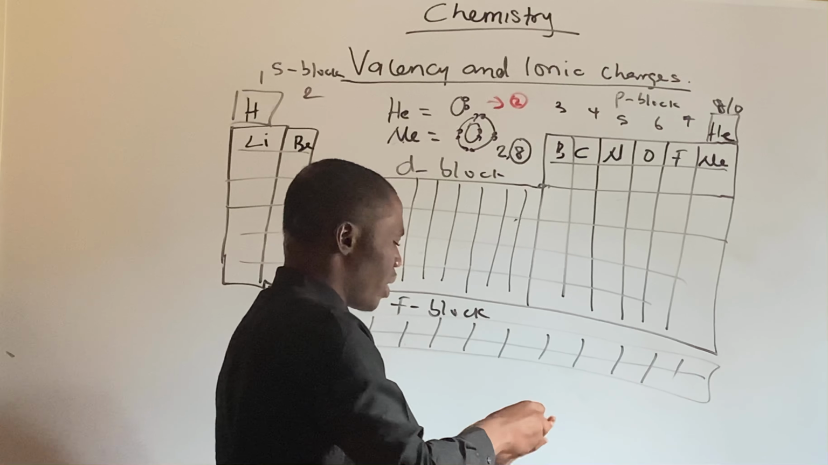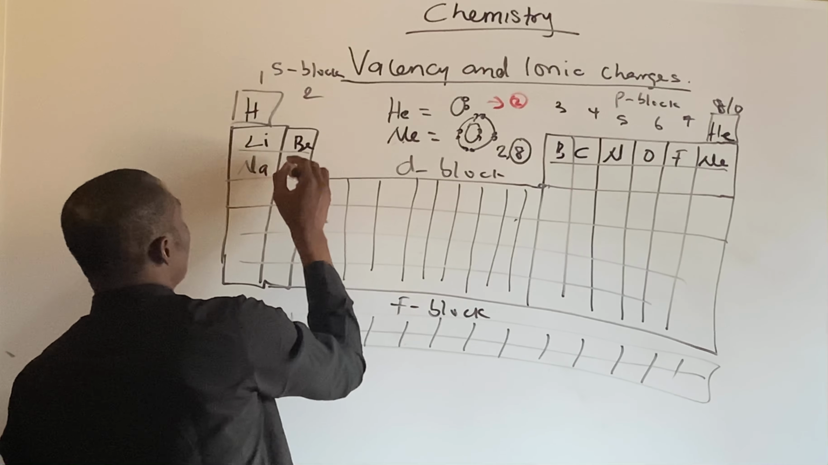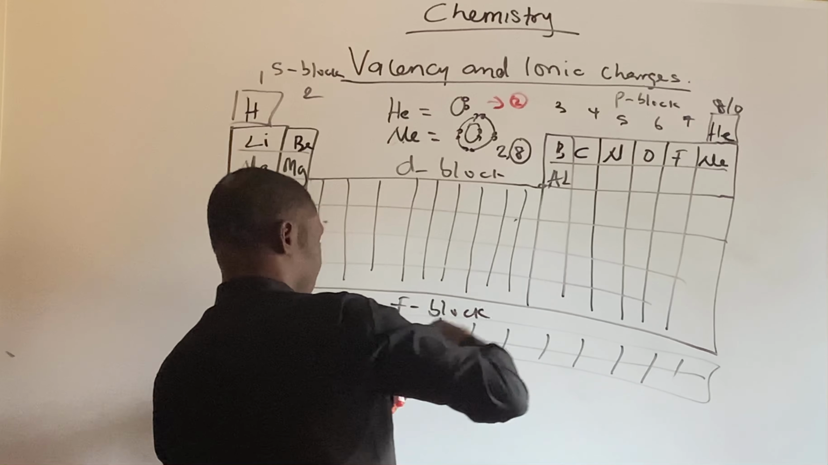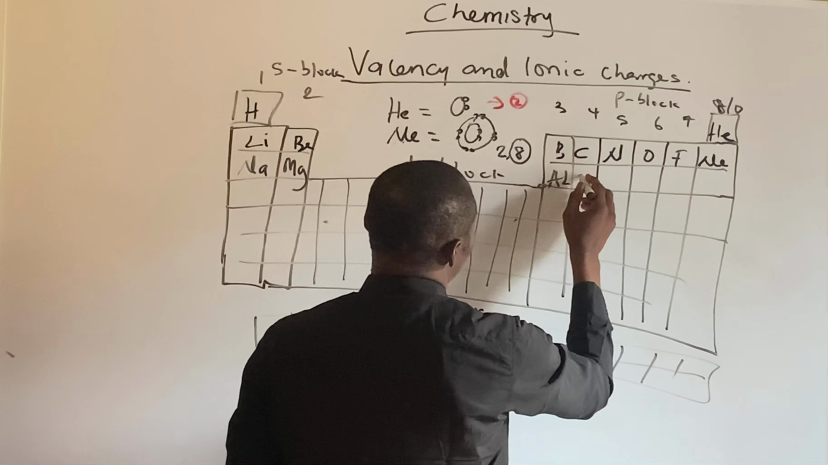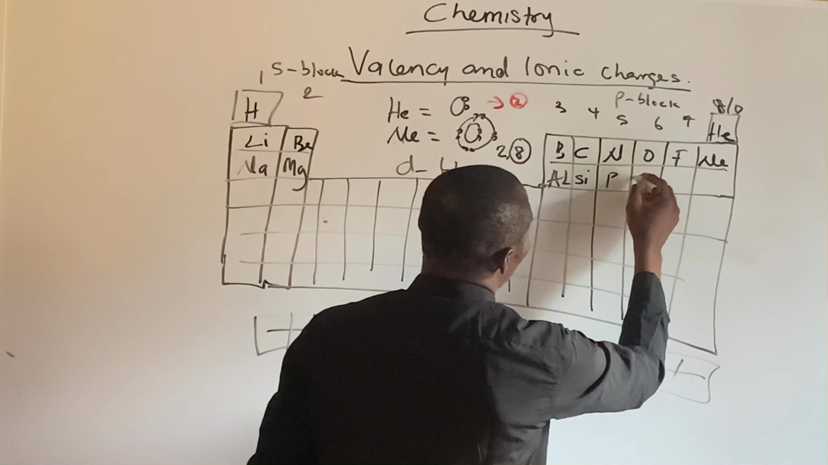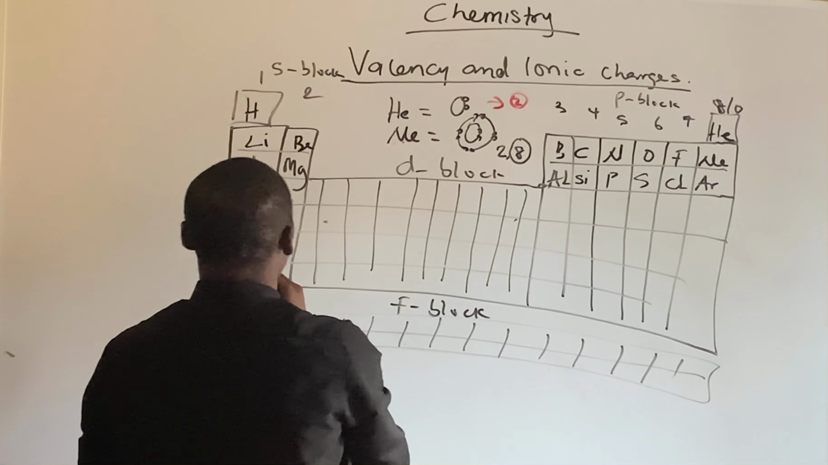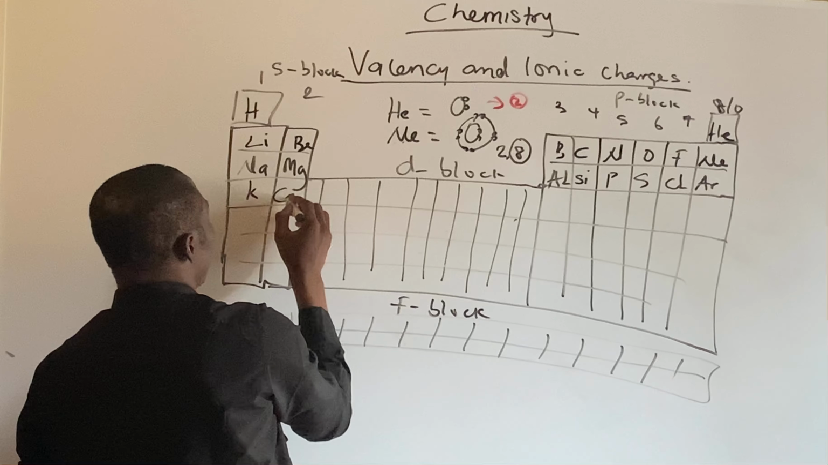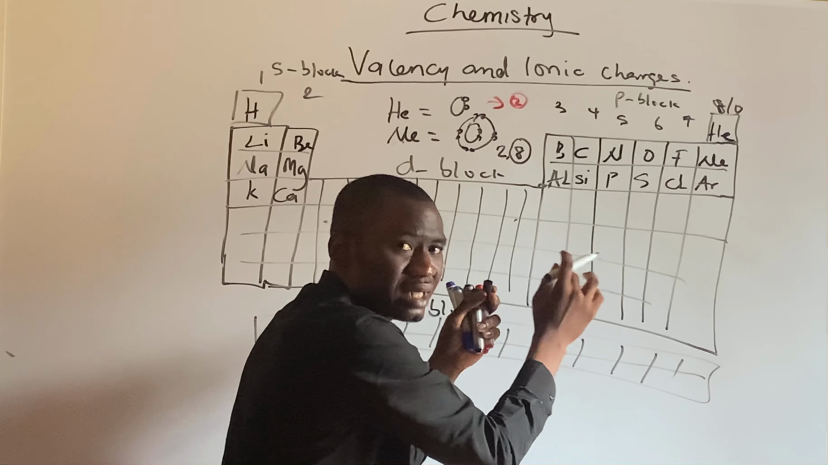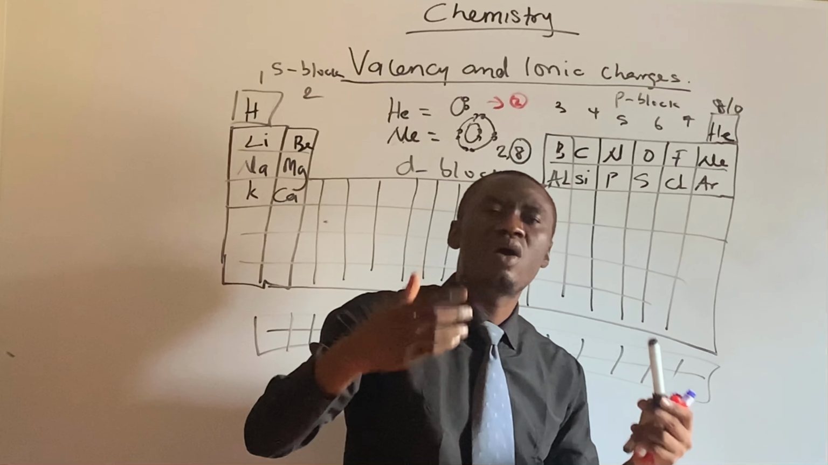Now let's continue. So we have the neon, we have sodium, magnesium, then aluminium, then silicon, then phosphorus, then sulfur, then chlorine, then argon, and then we have potassium, and then calcium. Now, for elements 21 to 30, you can use the acronym: Sc, Ti, V, Cr, Mn, Fe, Co, Ni, Cu, and Zn.